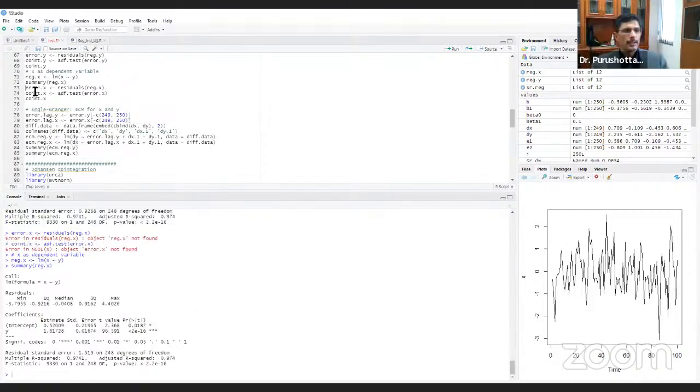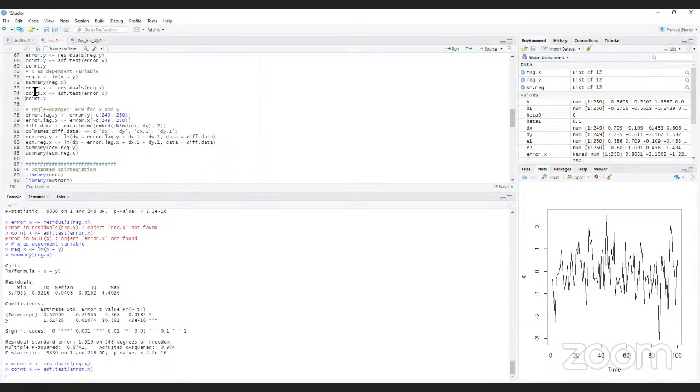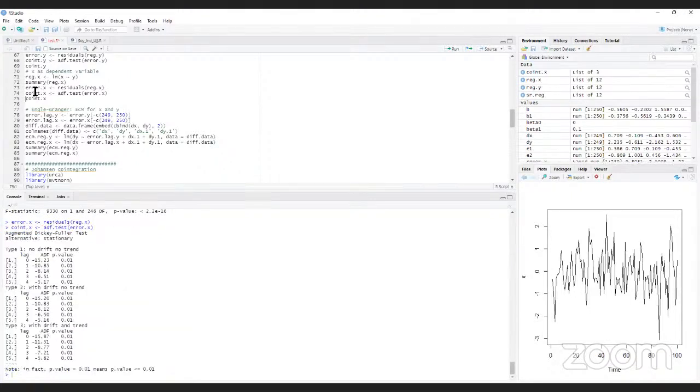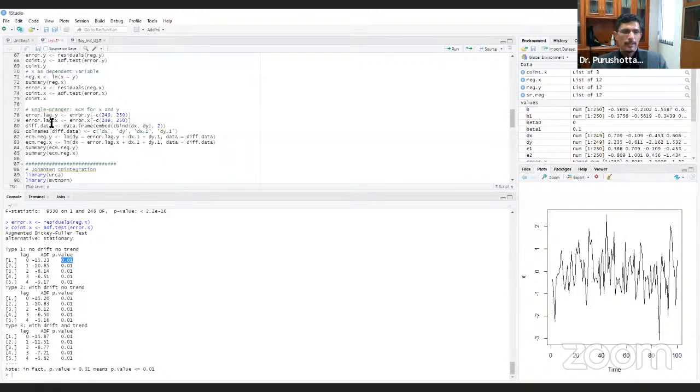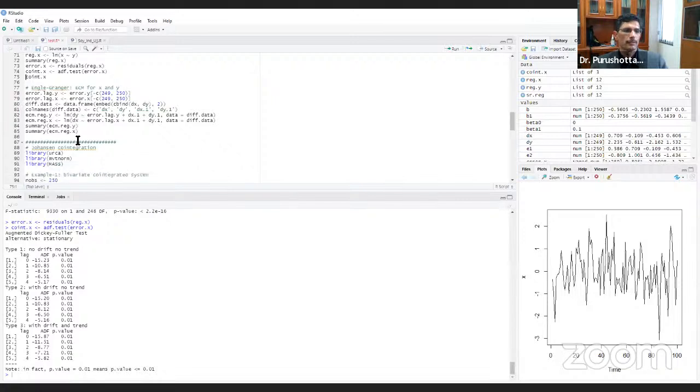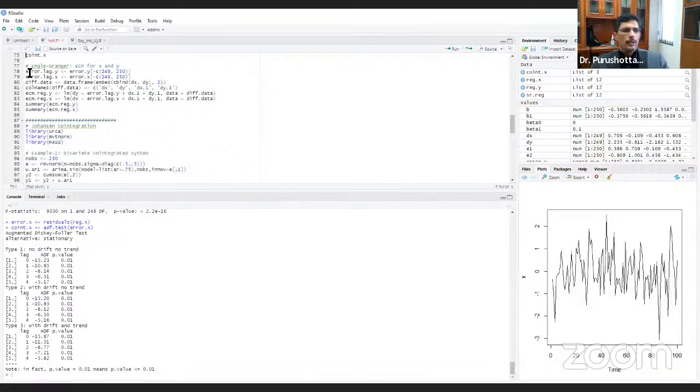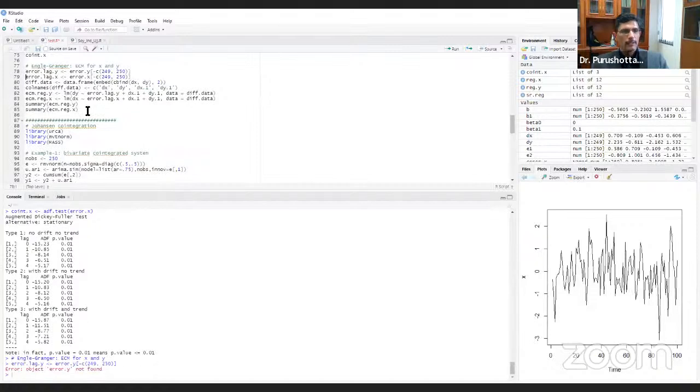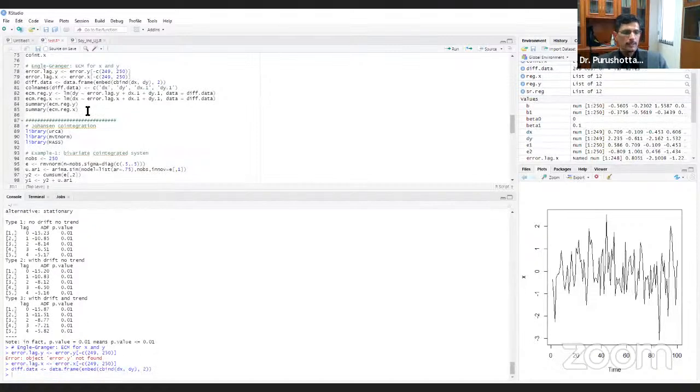So the regression we have seen, the error we have generated, and the cointegration we have tested. Once we see that the residuals are stationary, then we can say these two series are cointegrated. X and Y are cointegrated, and the residual series is stationary. We can say that these two series are cointegrated. Okay. So error correction of these two, again we are going to take.